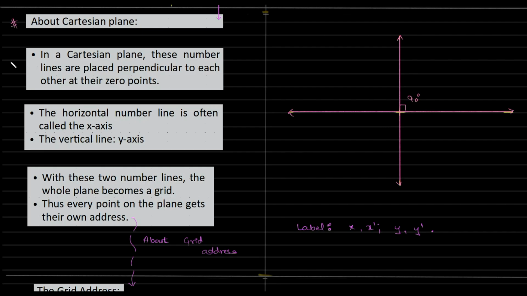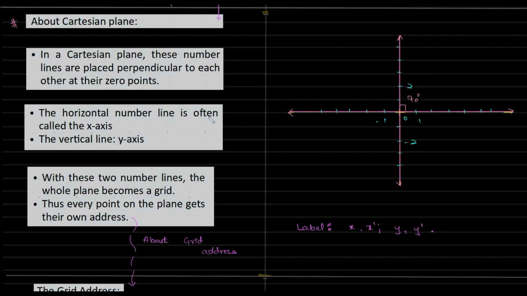Remember, these two are lines. They are number lines, so they have equally spaced markings starting from 0. My diagram is not equally spaced, but I'm trying to show you that it is so. On one end we have the positive numbers running, and on the other end you have the negative numbers running.